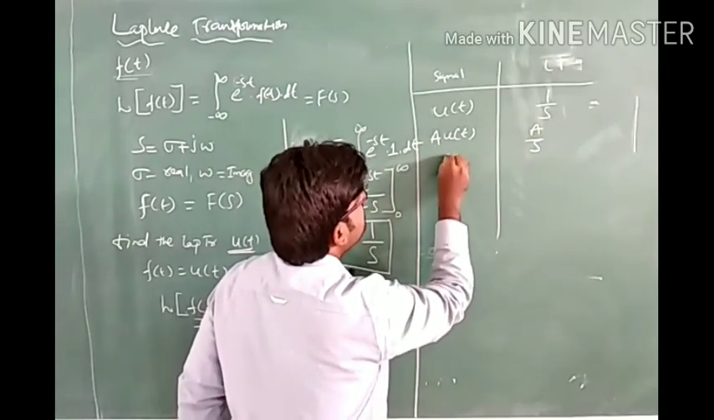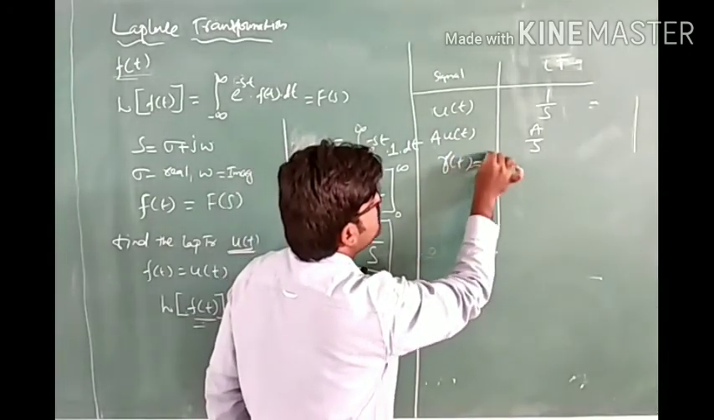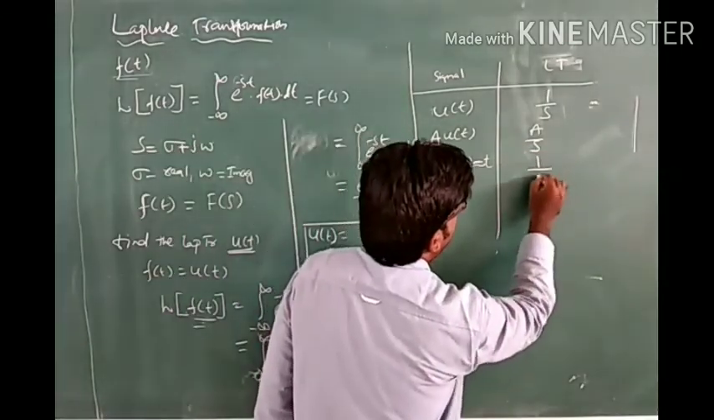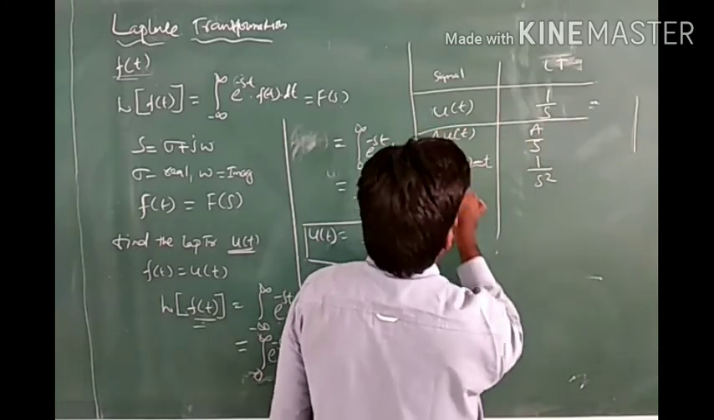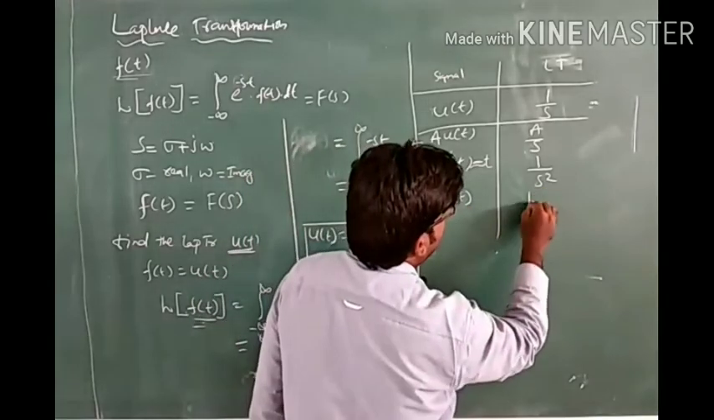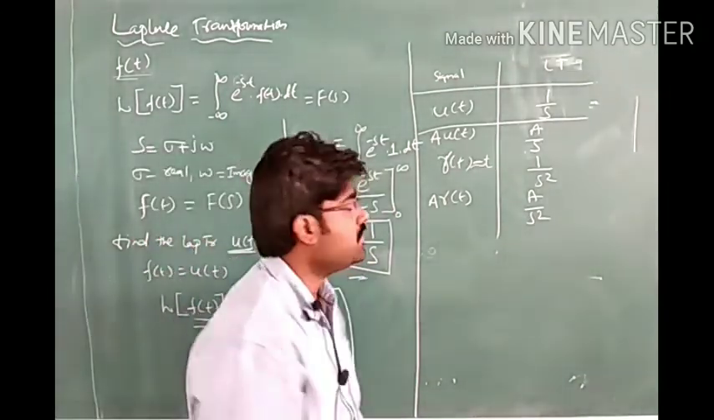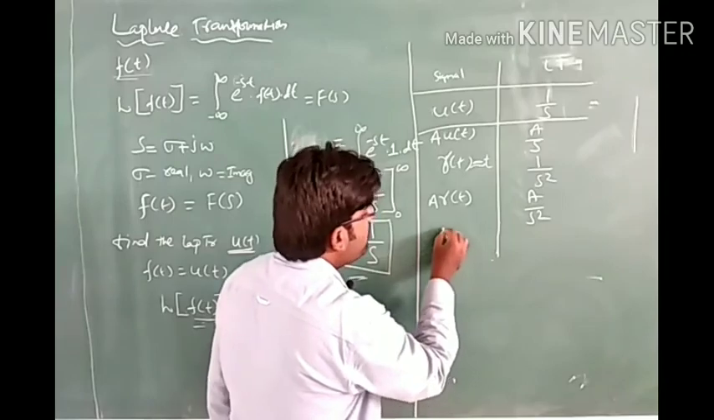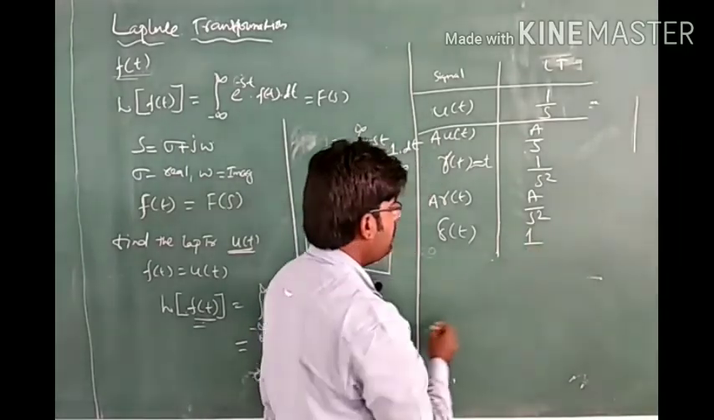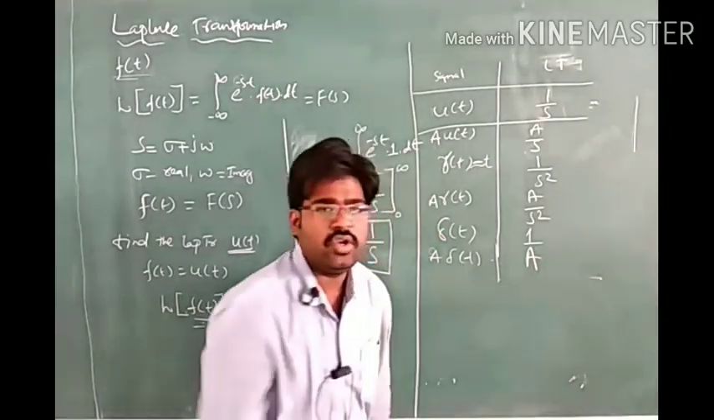One more signal is there, that is the ramp signal, r of t. Sometimes it is denoted as t. Both are the same. The Laplace transformation of r of t will be 1 by s square. These formulas you have to remember. Similarly, if it is a into r of t, its value will be a divided by s square. These are the standard formulas which you need to remember throughout the syllabus. Then the impulse signal is represented with del of t. Its Laplace transformation will be 1. If it is a into del of t, its transformation will be a only.